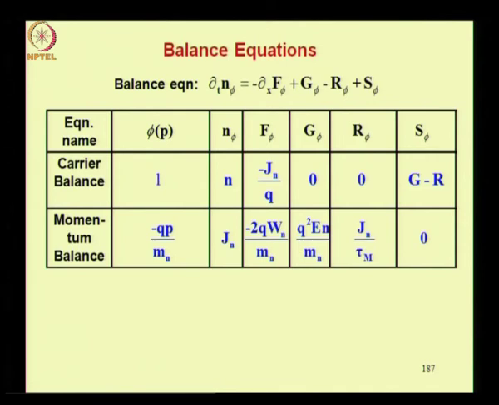If you change the function phi p from P to minus q by m n into P, all that you are doing is multiplying the previous expression by minus q by m n. Then the momentum density P becomes J n, the kinetic energy density 2 times W n becomes minus 2q W n by m n, the quantity minus q E into n becomes q square E n by m n, and the quantity momentum density by tau m becomes current density by tau m.